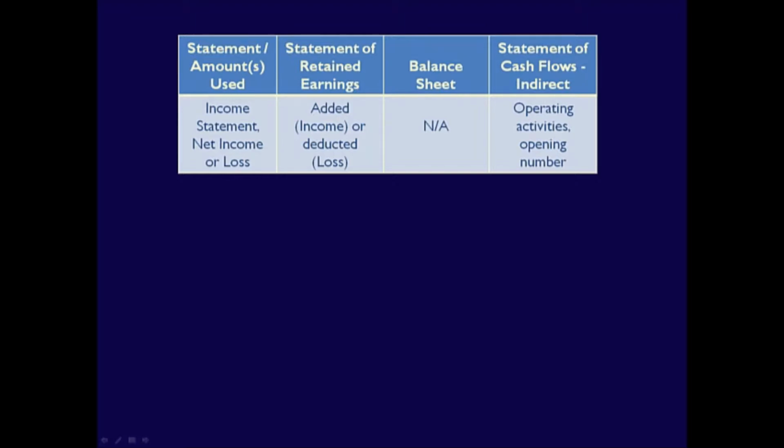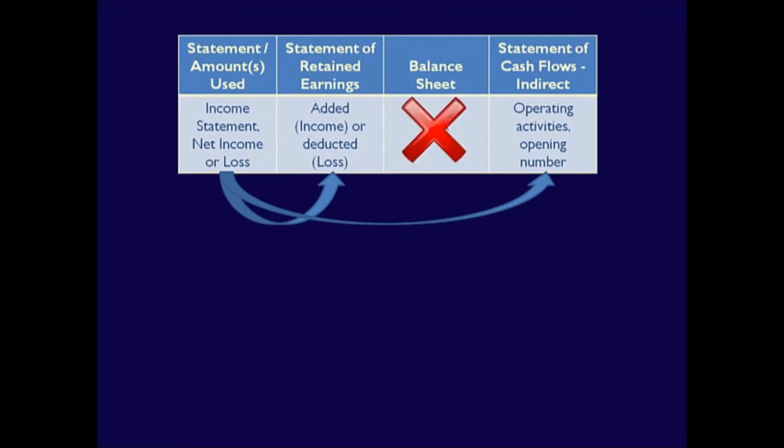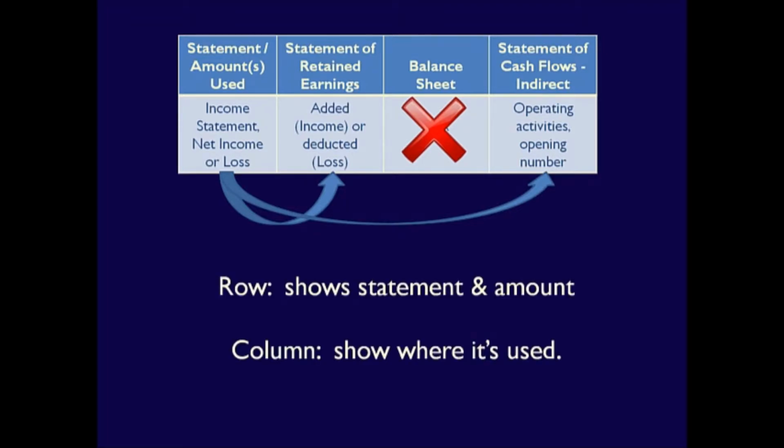Here you can see that the net income or net loss amount from the income statement is added or deducted from the opening retained earnings on the statement of retained earnings. In addition, it is used as the opening number for operating activities in the statement of cash flows under the indirect method. You can also see very quickly that the net income or net loss is never used directly in the balance sheet. By using a matrix, you can quickly see the interconnection between different financial statements.